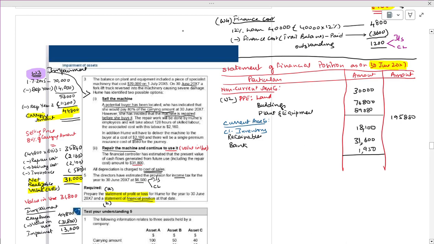18,000, 31,000, 1,950, 18,100. 31,600 plus 1,950. 49,000. Allah Kareem. Again check. 51,650. No, dear. No, you should not do calculation mistakes.